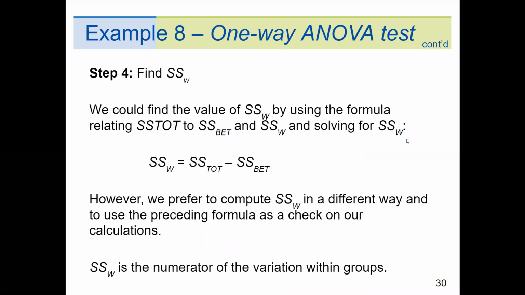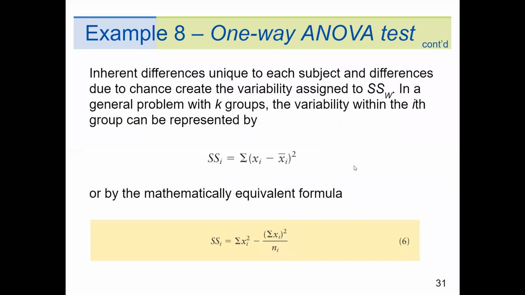Find SSW. Gonna take the SS total, subtract from the SSBET, so that 156, I think, minus the number we just got. Guys can write this down. Pause the video if you need to.